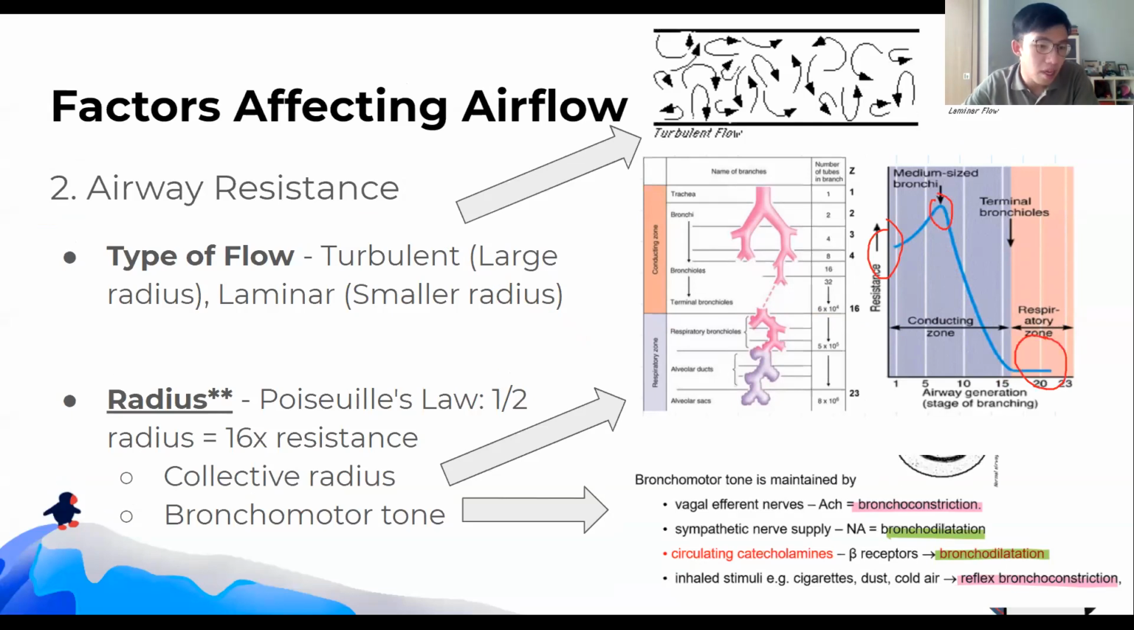Yep. And the next thing is bronchomotor tone. So essentially, sympathetic and parasympathetic systems can affect the smooth muscles surrounding these airways and henceforth affect the size of the bronchioles. All right, so let's move on.